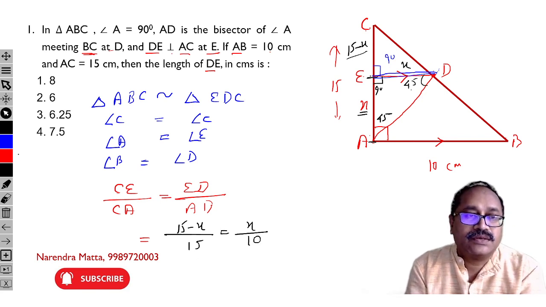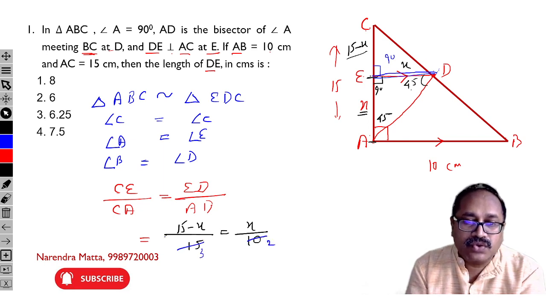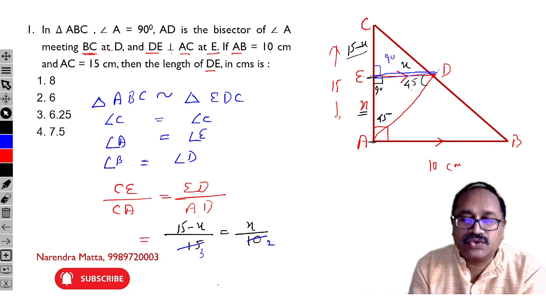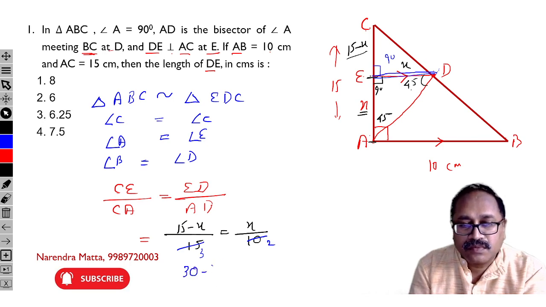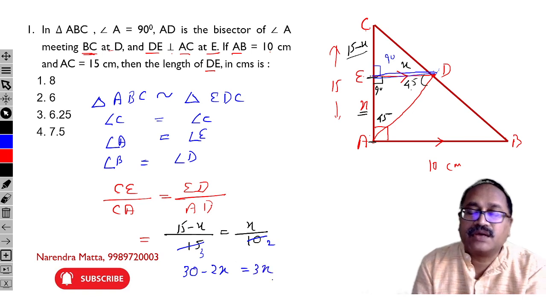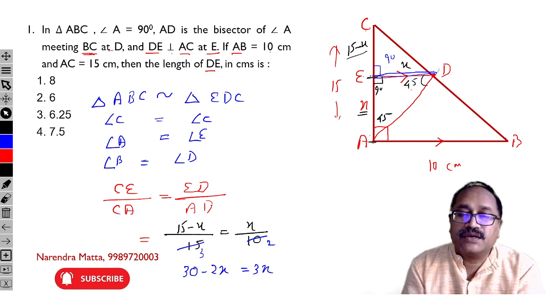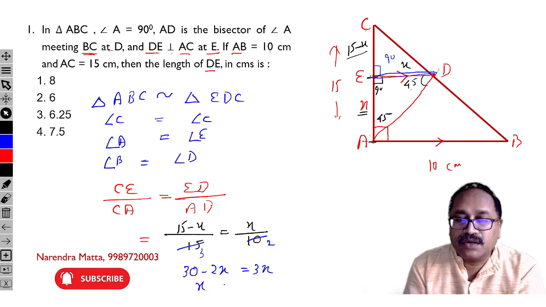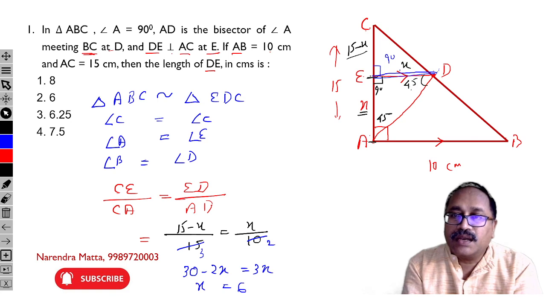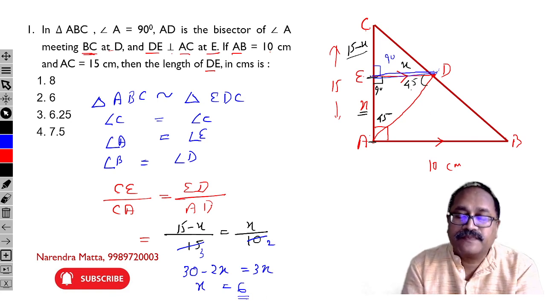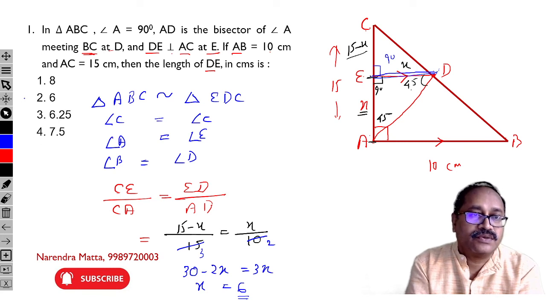When you solve this, look at this one, this gets cancelled here. That's 2 times 15, that is 30 minus 2x, which is equal to 3x. When 2x comes over here, it becomes 5x, and 5x is equal to 30, then x is equal to 6. And I need ED, which is x, and x is equal to 6. Do we have any option? Option choice 2.